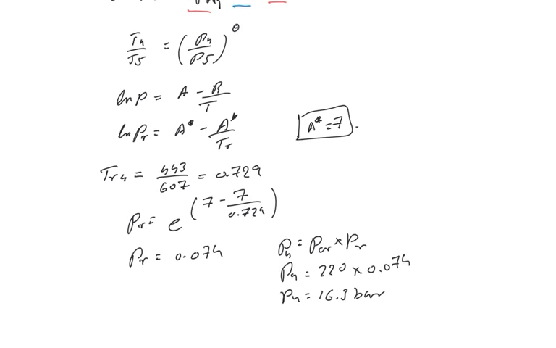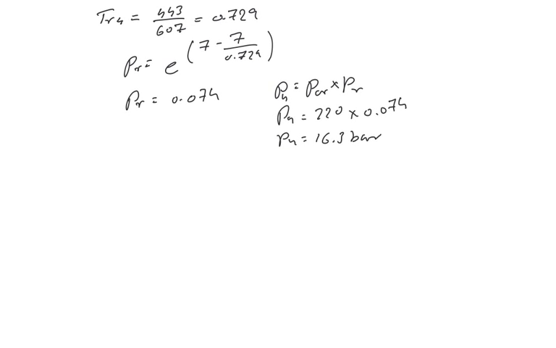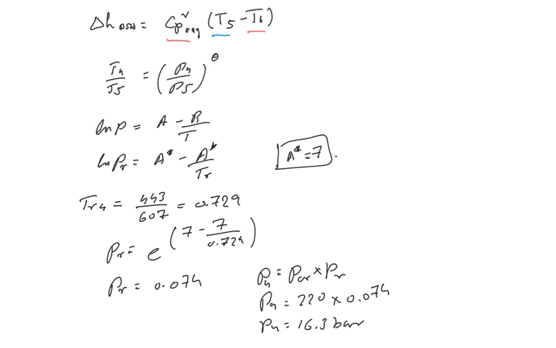Similarly, I'm going to calculate P5, and P5 comes out to be 0.3 bar. I'm sure you can calculate it yourself. So now the pressure ratio P4 over P5 is 16.3 divided by 0.3, which is 54.3.